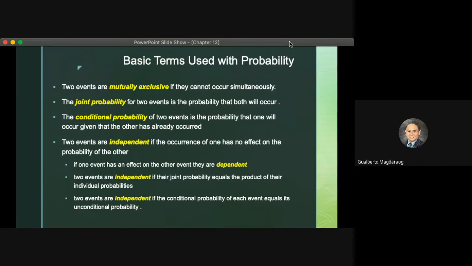Okay, so in your reference, you have an example there, the tossing of a coin. It is impossible to have both sides when the coin is dropped on the ground. So imposibleng head and tail ang lalabas doon, unless mabiyak sa gitna yung coin. So that is not possible. So the occurrence of the head and the tail are mutually exclusive because they cannot occur at the same time.